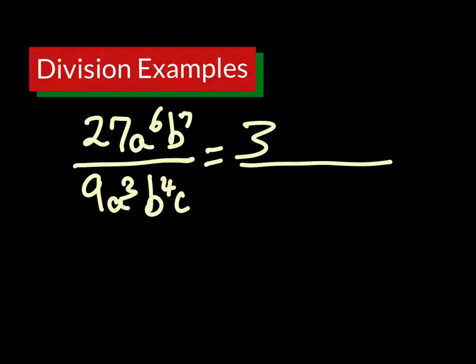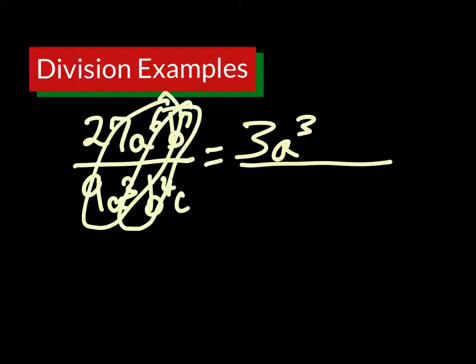So here I have a to the 6th over a cubed, and the bases are the same, so I can put these in the same group. And then I can subtract the powers. So a to the 6 minus 3 is a to the 3rd. And then I have b to the 7th and b to the 4th. So again, the base is the same, so I can put these in the same group. And b to the 7 minus 4 is equal to b to the 3rd.